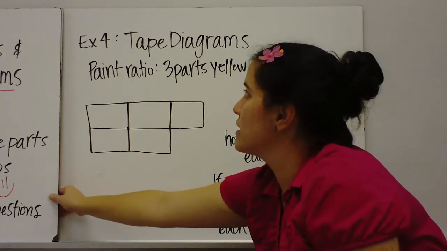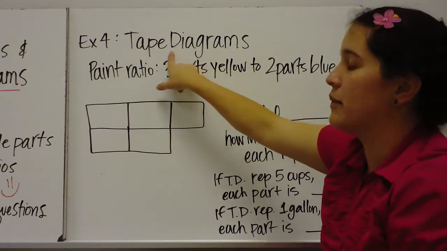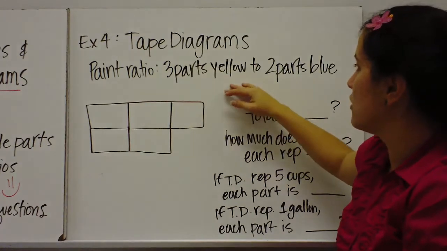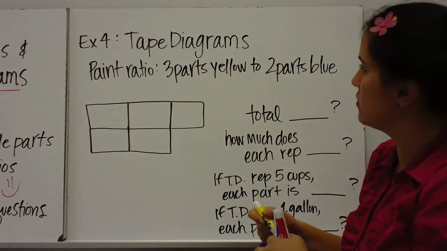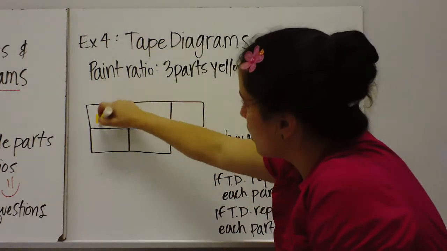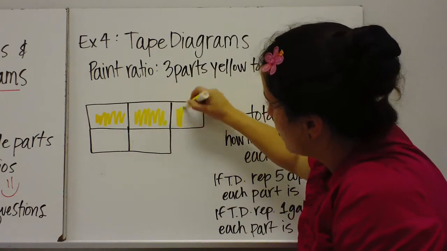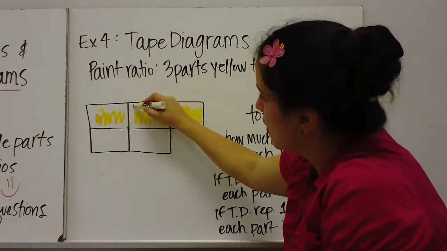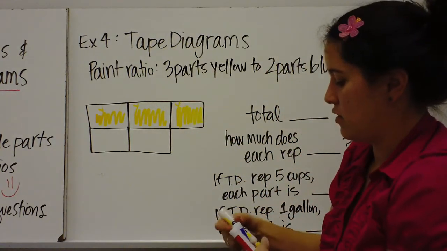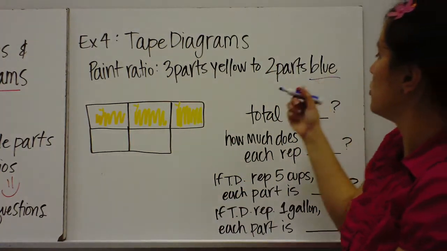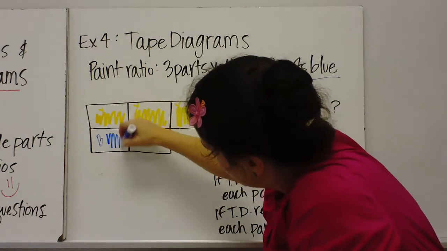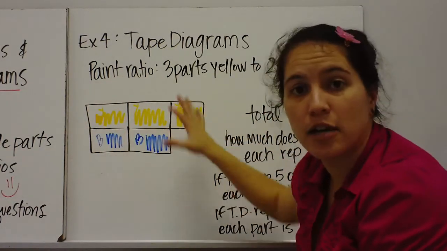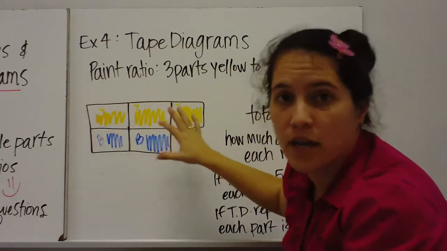All right. So example 4 is a tape diagram. It says the paint ratio, let's pretend we're going to paint, is 3 parts yellow to 2 parts blue. 3 parts yellow. I have to use the stinky yellow again. So 3 parts yellow. Now, if you don't have a yellow pen or marker, just put a Y. To 2 parts blue. So blue. And this is a tape diagram of the rectangles. So now we're going to use this tape diagram to answer some questions.